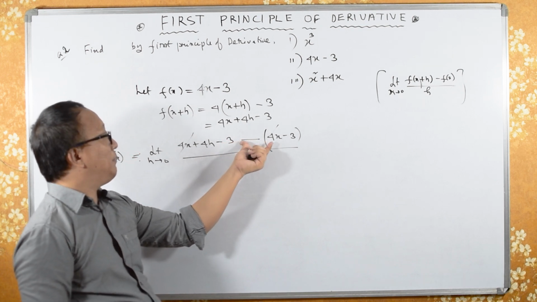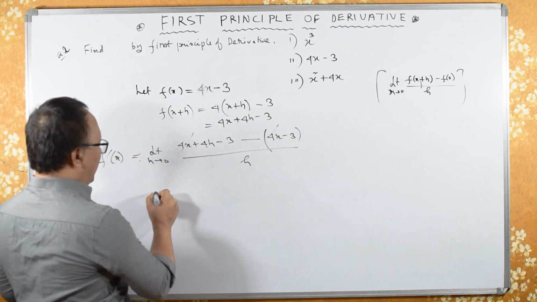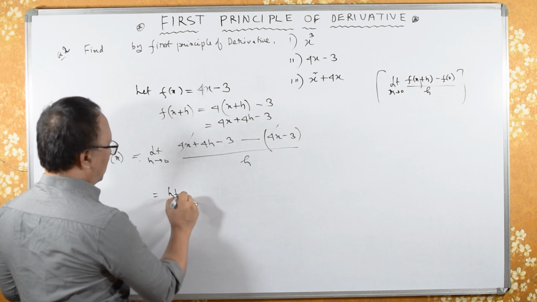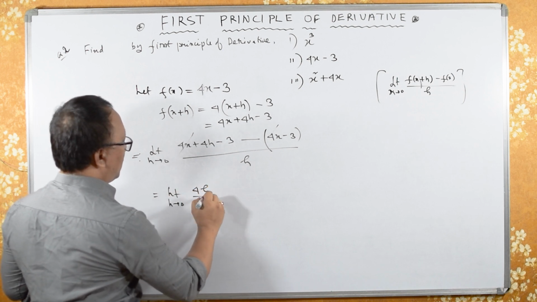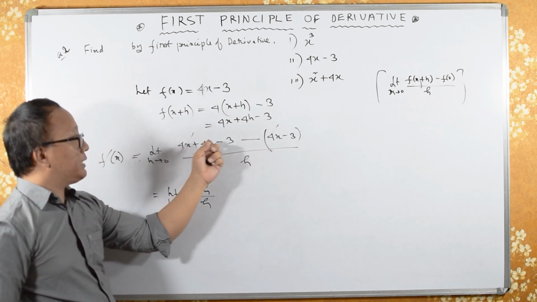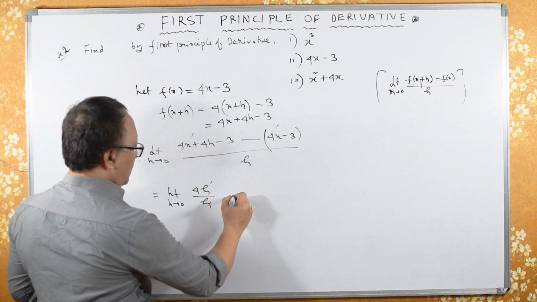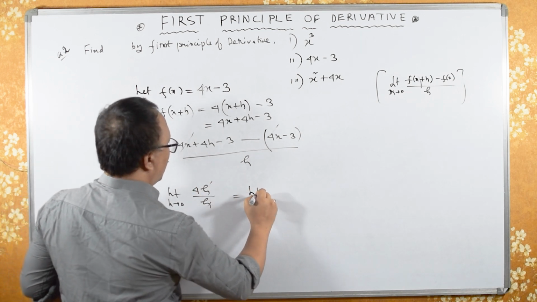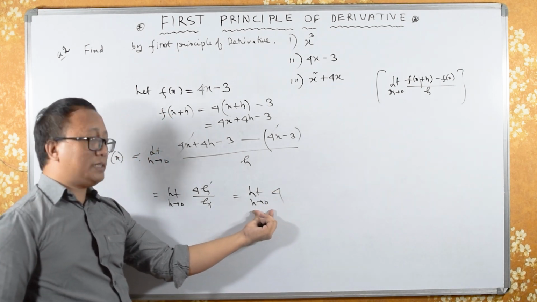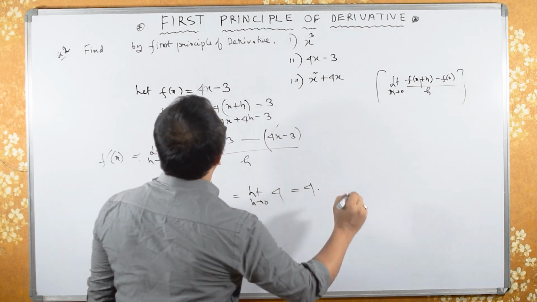Here minus 3 plus 3 will get cancelled, and what I'll have is limit of h tends to 0, 4h upon h, because minus 3 and plus 3 get cancelled, 4x and minus 4x get cancelled. Here h gets cancelled. What I have is only limit of h tends to 0 of 4. Since it is constant, h tends to 0 doesn't have any effect, therefore we have 4. 4 is the correct answer.